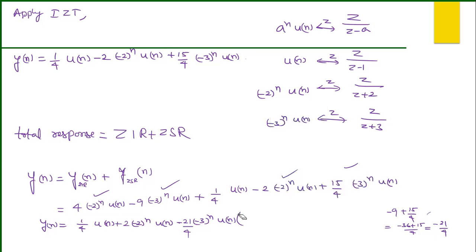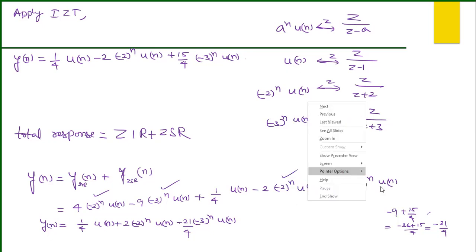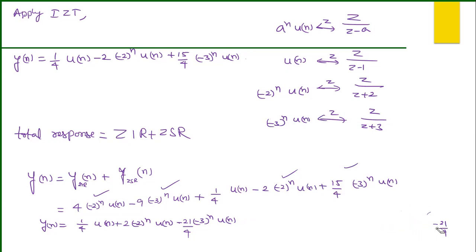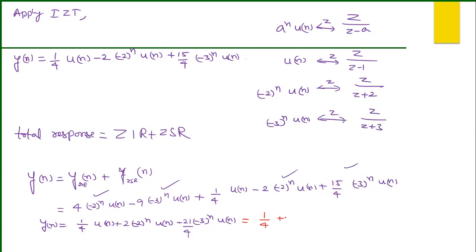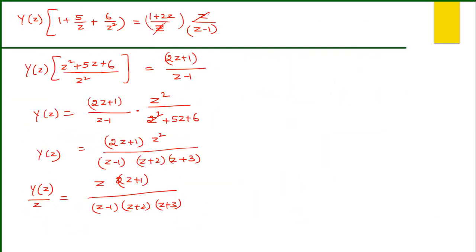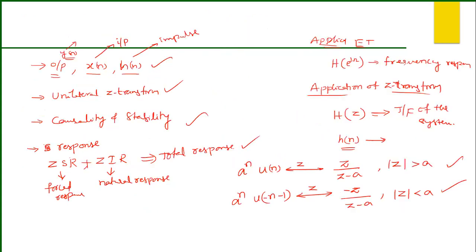Now this is the final answer. You can take u of n as common, or you can leave it like this, no issue. So final step, what is the final output we will get? 1 by 4 plus 2 into minus 2 whole power n into u of n, minus 21 by 4 into minus 3 whole power n, whole into u of n. So this is the final answer for this. If you follow this entire class, you can answer module 5 easily. Thank you for joining the class.